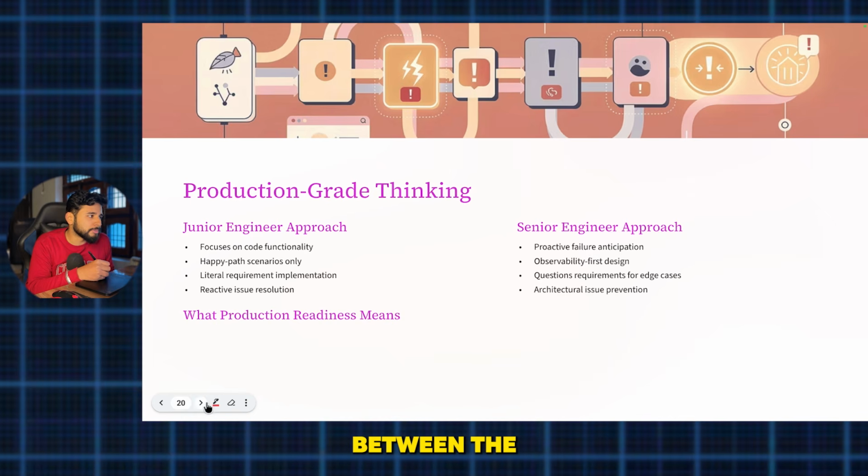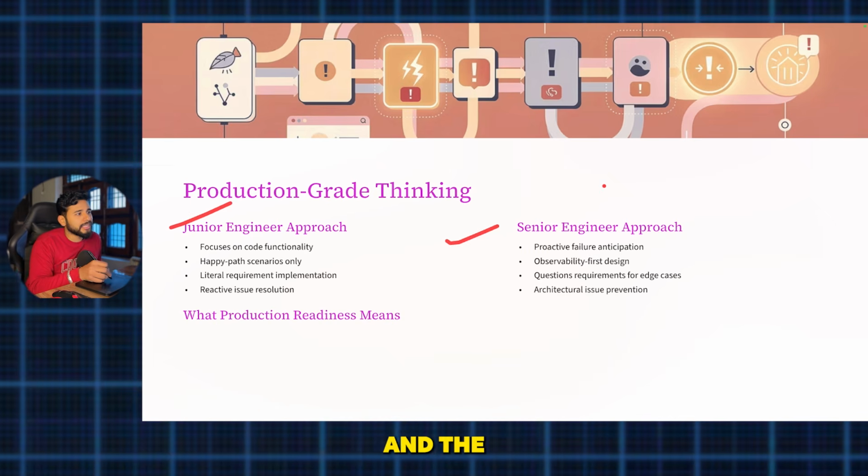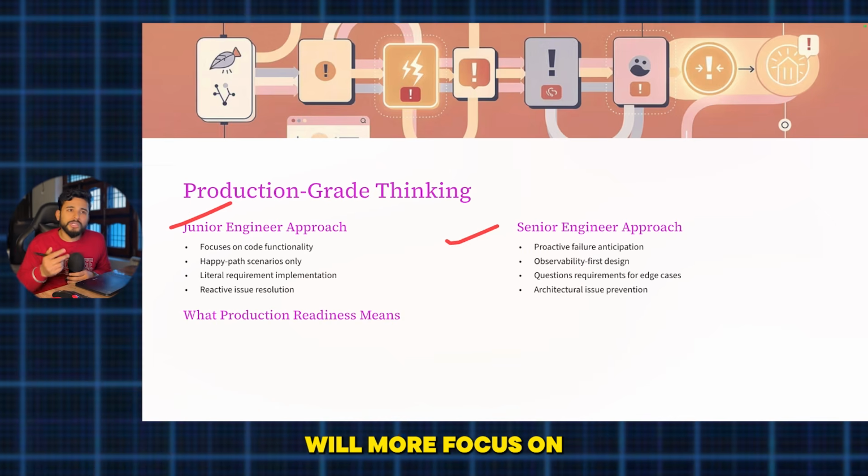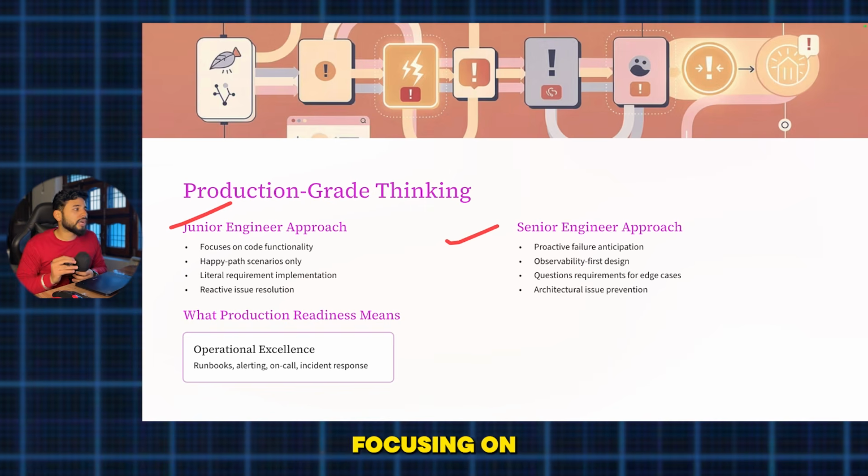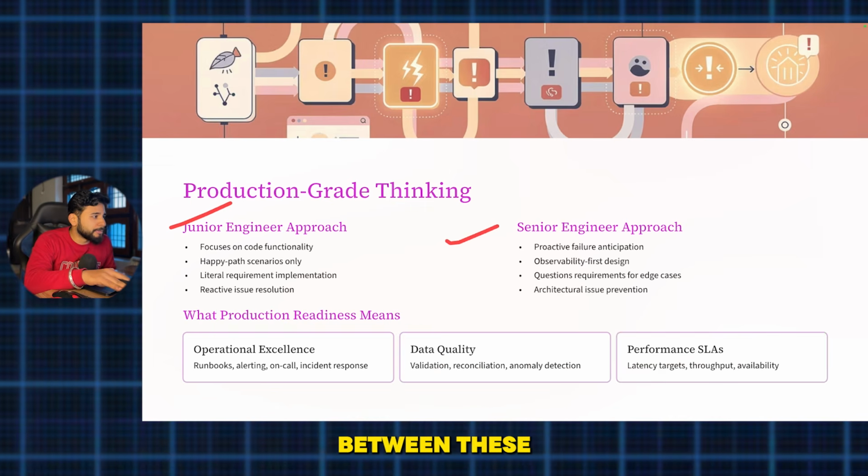These are the differences between a junior engineer and a senior engineer. Rather than just focusing on the code, a senior engineer will focus more on how failure is coming, how to correct those things proactively, and how to set those things up. That is the difference between these people.